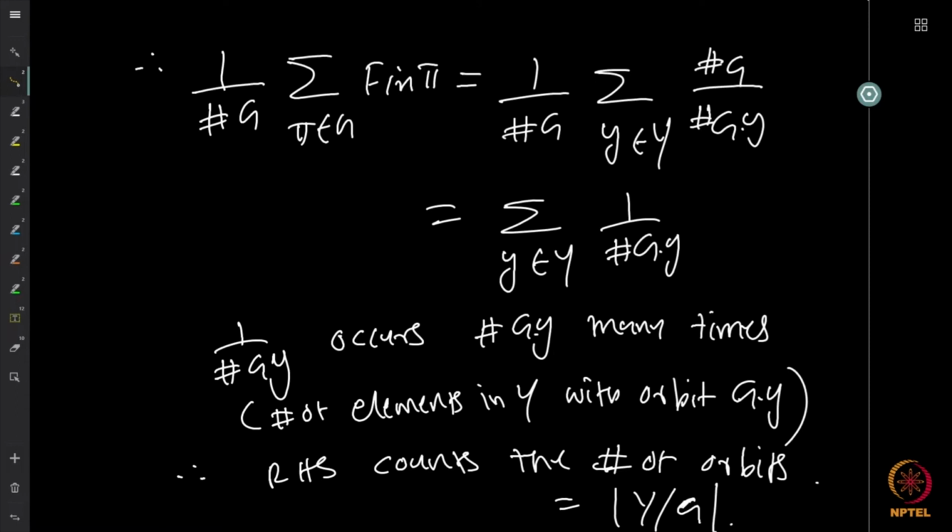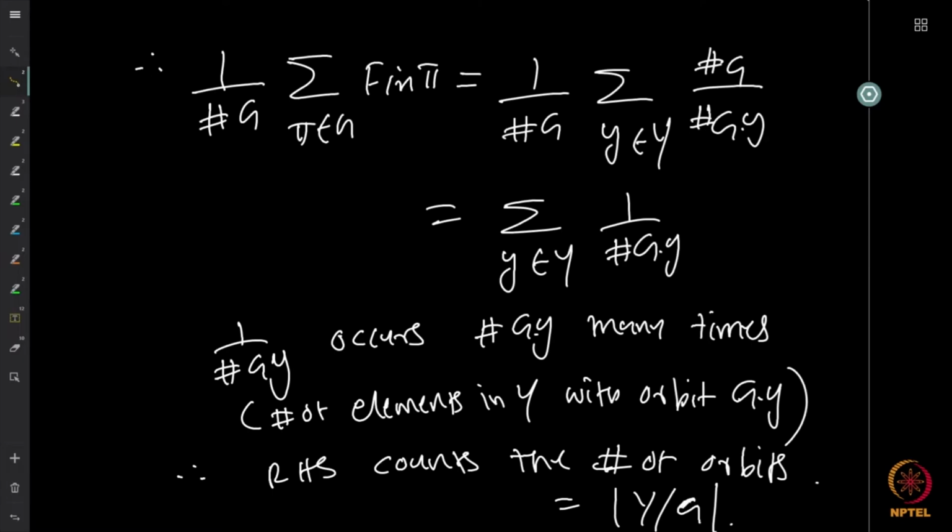Now what is this? We can cancel order of G because that is fixed. Therefore I get summation of 1 by order of G dot y. Now how many times does this particular term occur in this sum? For every element in the orbit of y, the corresponding term will be 1 by cardinality of G y, because elements in the orbit stay together. Under the action of the group, the elements in that orbit are taken to other elements in the same orbit. It doesn't go out of it.